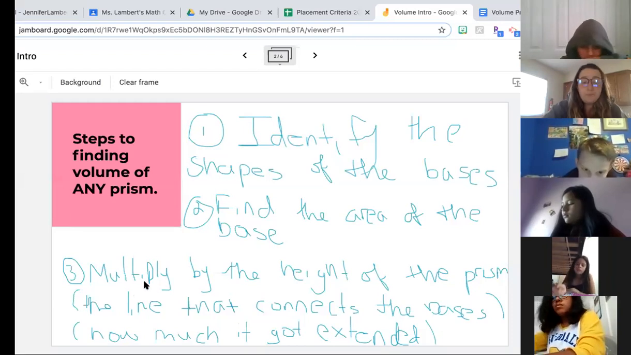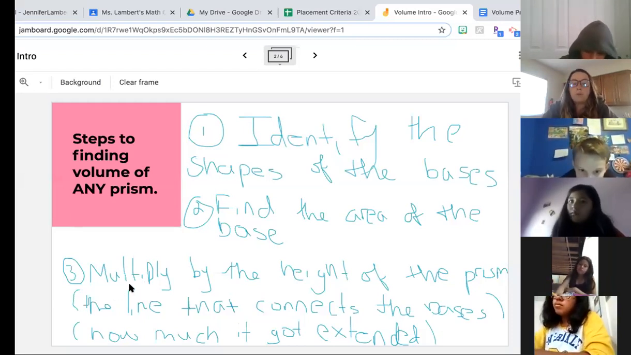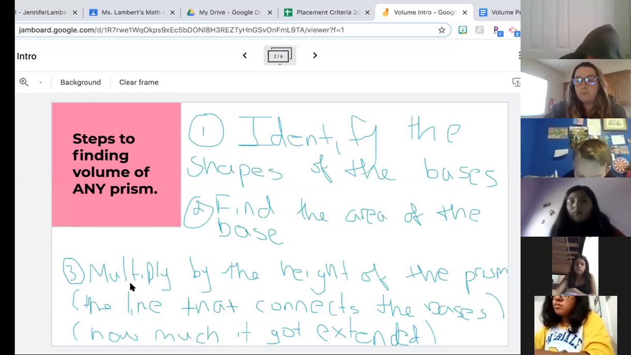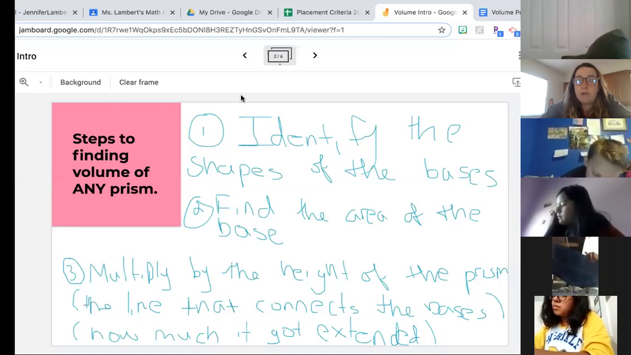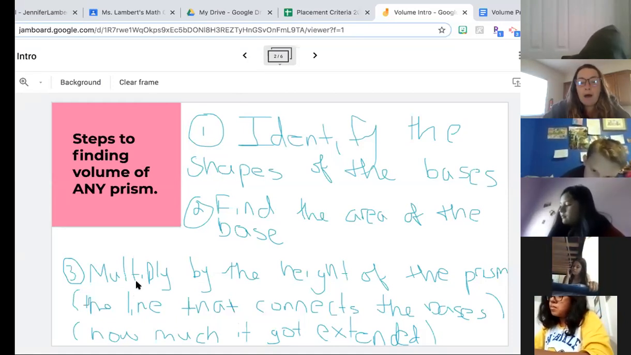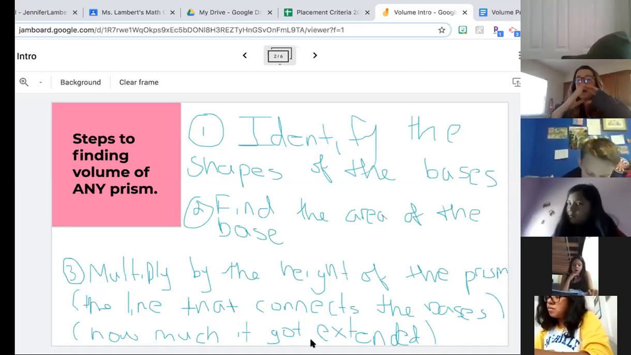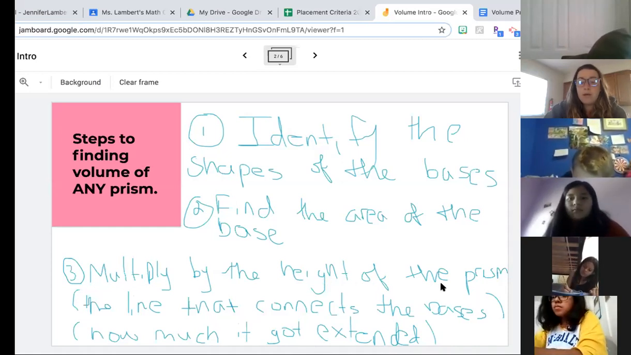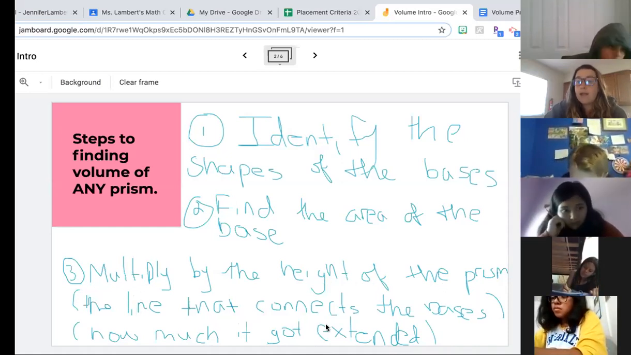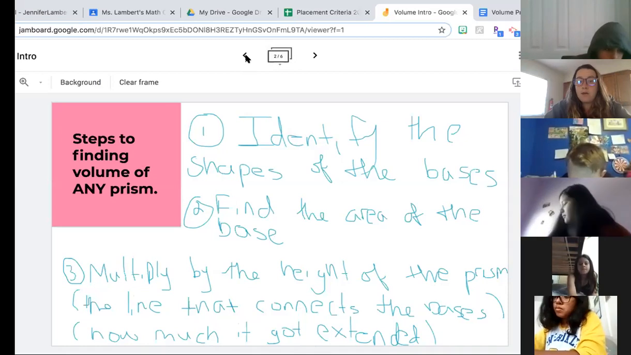Then the third thing, there's different ways to look at it. I wrote multiply by the height of the prism, okay? So once you find the area of the base, and the base again means just what shape it's named after, then I multiply by the line that it got extended. So it talked about that in the video yesterday. So if you had a triangle, it extended it to make it three-dimensional. That's what you would multiply by, okay? So we call that line the height of the prism. I sometimes say it's the line that connects the two bases, or you could look at it as how much it got extended. I'll come back to here in a second, okay?